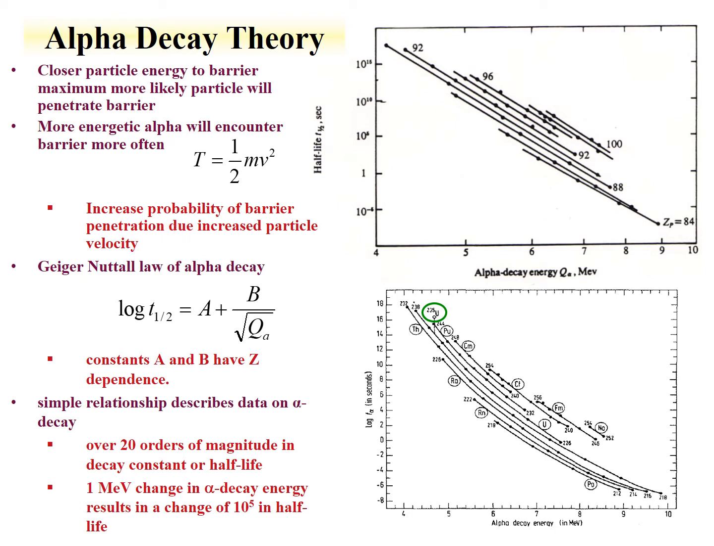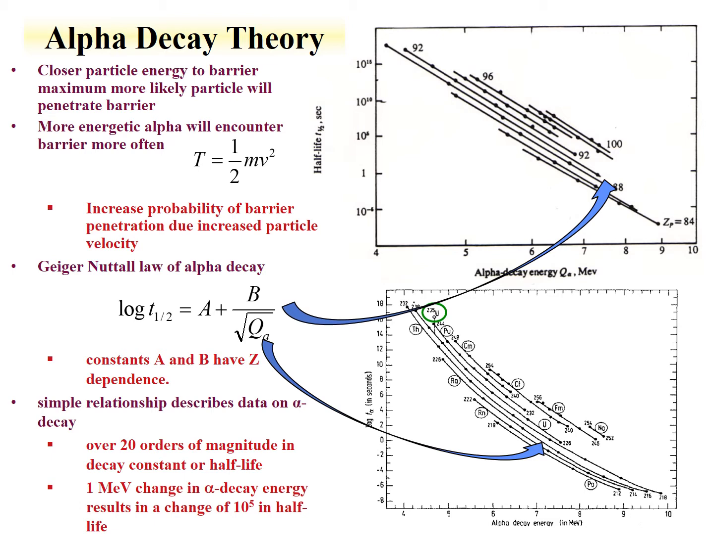Now, one theory that's been developed from this is called the Geiger-Nuttall law of alpha decay, and here are two examples of it. It's fundamentally the same figures, just plotted a little bit differently. And we see that there's definitely a relationship, and this is a log-log type relationship, where the log of the half-life is equal to two constants, A plus B divided by the square root of the Q value.